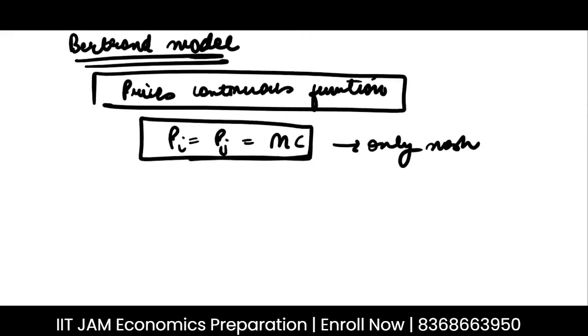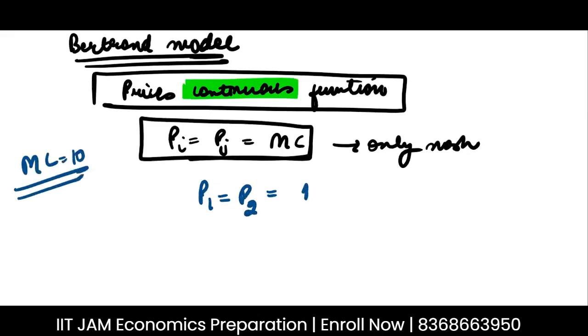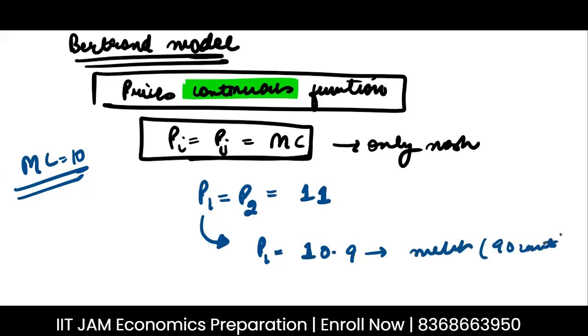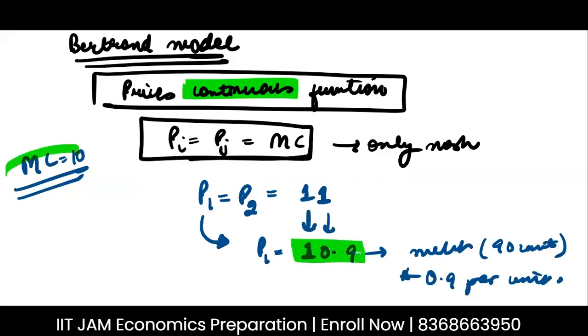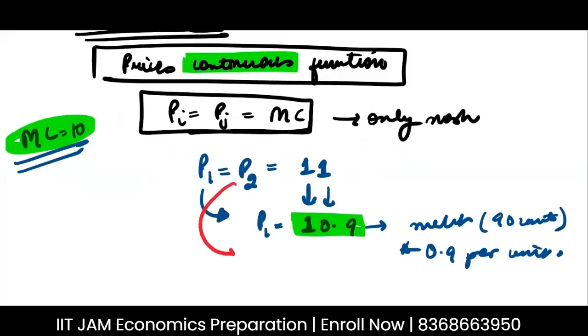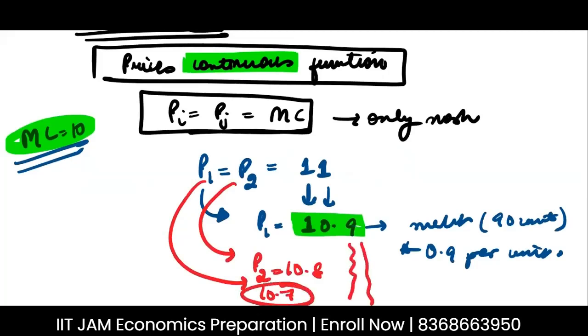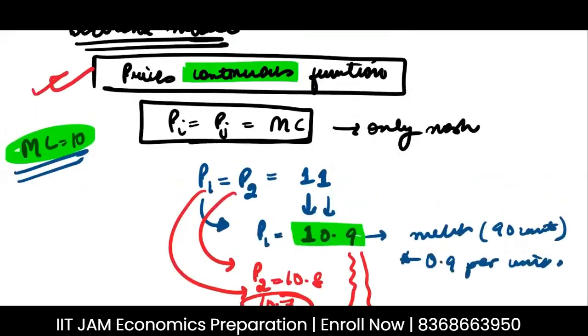Why? Because when price is a continuous function, let's say that prices are kept equal. Suppose marginal cost is 10 and both of them are charging 11 rupees. Then one firm may still have an incentive to deviate and may think, let me charge 10.9 and get the entire market of 90 units and make a profit of 0.9 per unit. Are you getting it? Firms will have an incentive to deviate from 11, charging a price lower than 11 but greater than marginal cost. Then the other firm will try to cut it down and bring the price to 10.8. This firm will want to bring it to 10.7. So they will always keep cutting down each other. So when prices are continuous, the only Nash possible is Pi equal to Pj equal to MC.